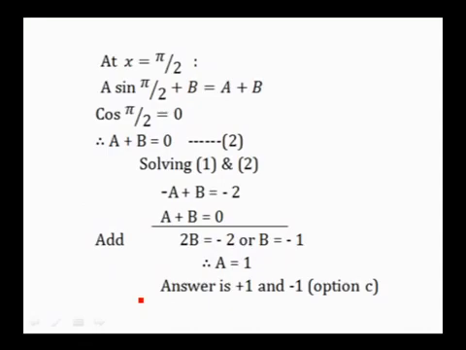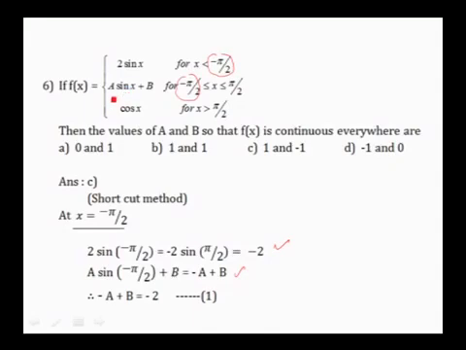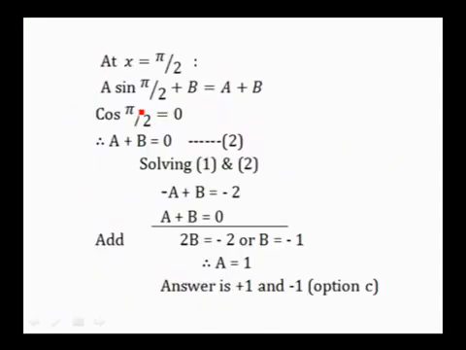Similarly, if you take the right one, x equals pi by 2, a sin pi by 2 plus b. In the first one, it is a plus b. Cos pi by 2 in the second one is 0. These two must also be same, so a plus b must be equal to 0. If you put x equals pi by 2, a sin pi by 2 plus b is a plus b, and cos 90 is 0. You get another equation. If you take these two equations and solve, 2b is equal to minus 2, or b equals minus 1. If you substitute b equals minus 1, you get a equals 1.